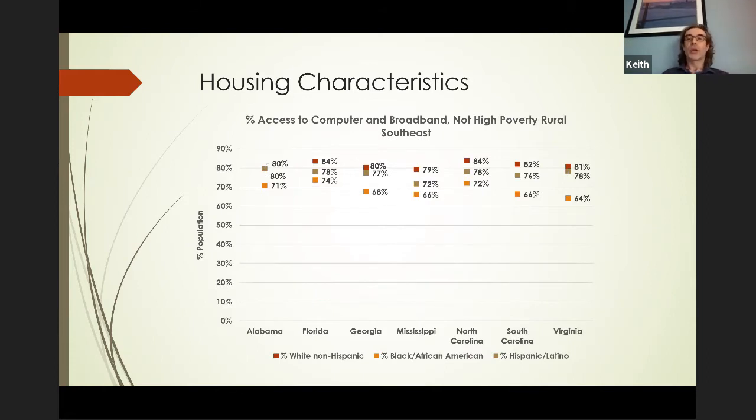And finally, this one hits home to me a lot. I have a daughter. It's access to computers and broadband. We know now how vitally important it is, if we didn't already. This is looking at not high poverty rural tracts, and it's by race. It says that in Georgia, only 68% of African Americans lived in a household with access to a computer and broadband, compared to 80% for white non-Hispanic. That difference is really important. You can see that for African Americans, the share with full access is much lower, and that's a big issue. Again, it relates to the development and the overall need in the area.